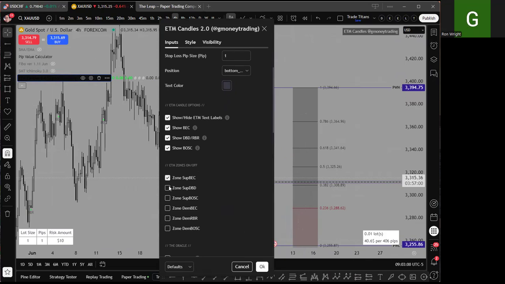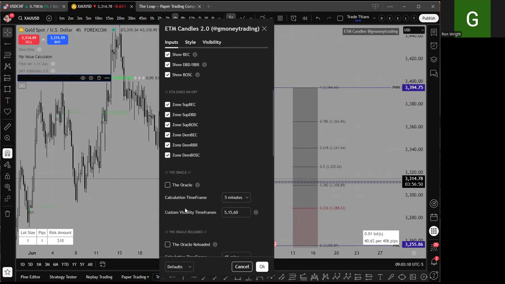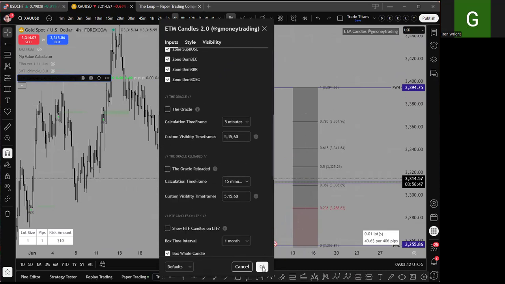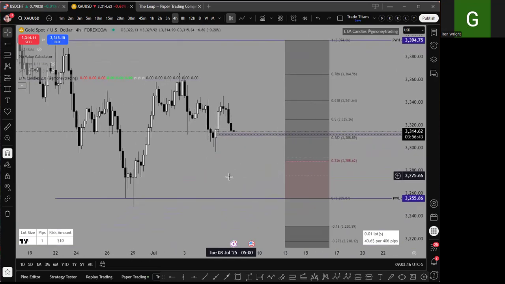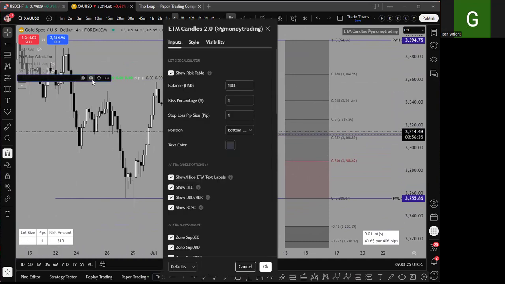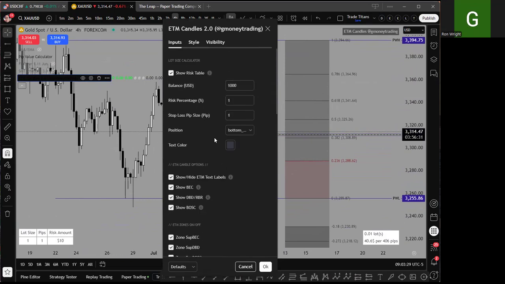Here we go, the zones. Gotta make sure these are clicked on. There we go. All right, cool. So now it should show us our, except I need to see it on the 4 hour too. I don't like that. What's that? We can't see it on any other time frames.